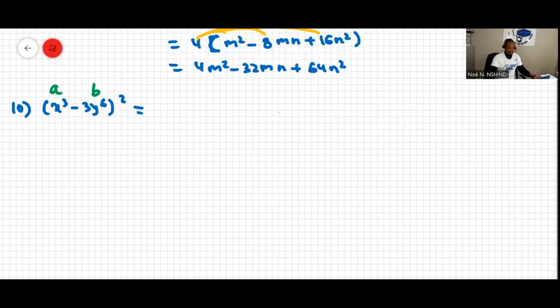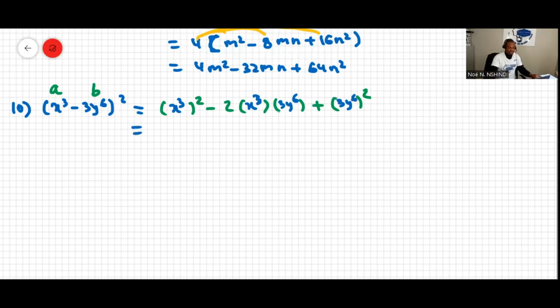Then this will be like, remember the formula is a squared minus 2ab plus b squared. Let me write it this way. Our formula is a squared minus 2ab plus b squared. So I'll substitute a is x cubed there, minus 2a is x cubed, b is 3y to the power of 6, and then 3y to the power of 6 there.